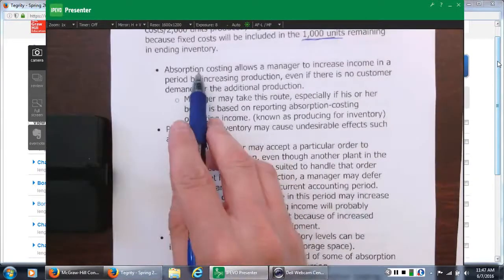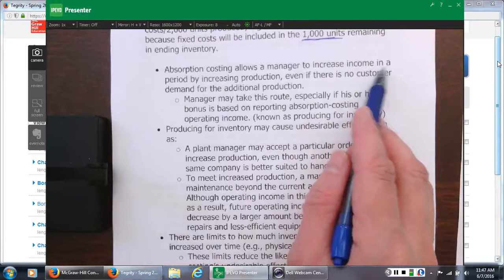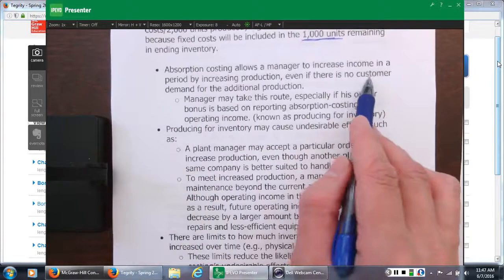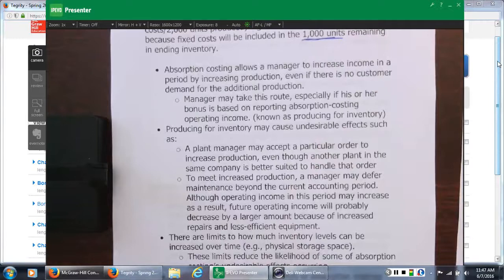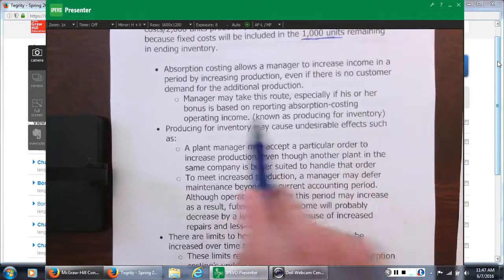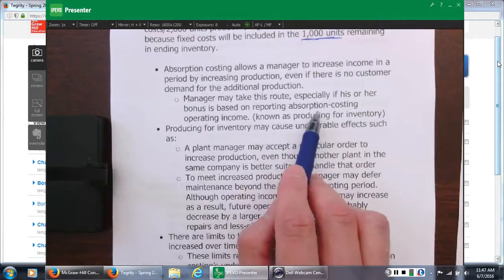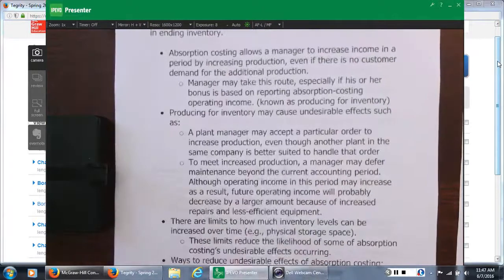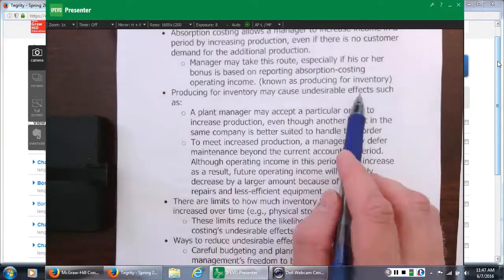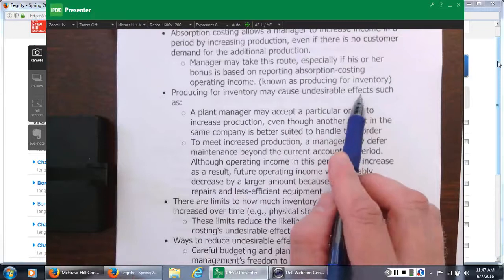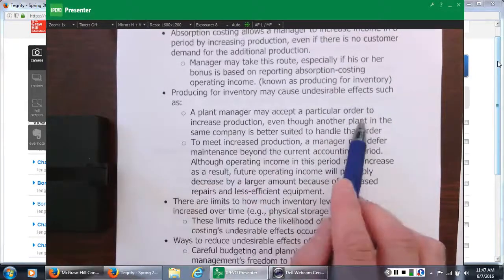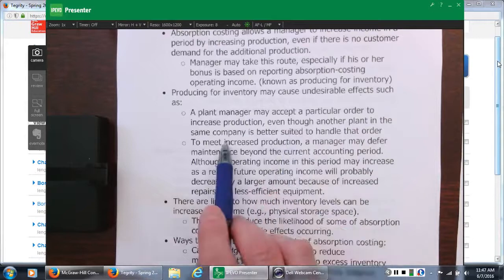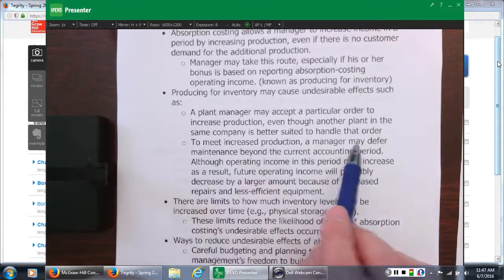So full costing allows a manager to increase income in a period by increasing production even if there's no customer demand. Managers may take this route if their bonus is based upon absorption costing income. That's known as producing for inventory. Producing for inventory could cause some undesirable effects, some unintended consequences. A plant manager may accept a particular order to increase production, even though another plant in the same company may be better suited to handle the order.